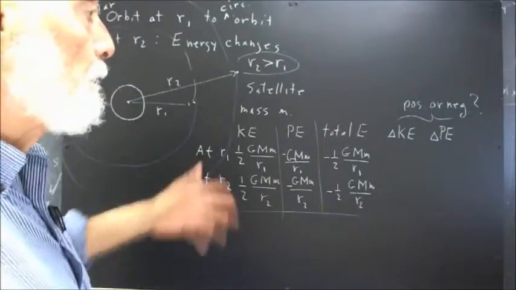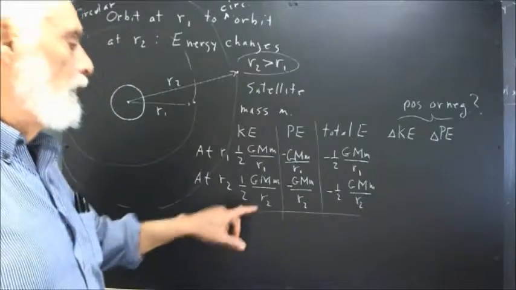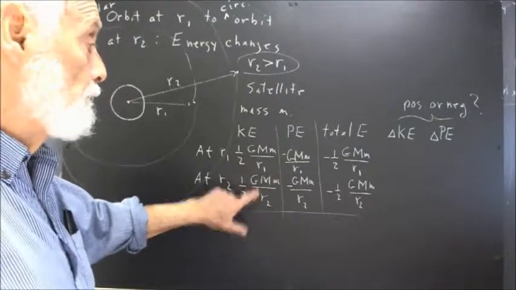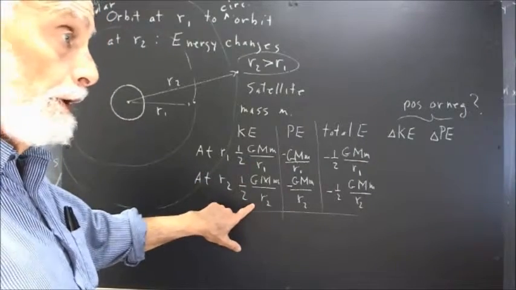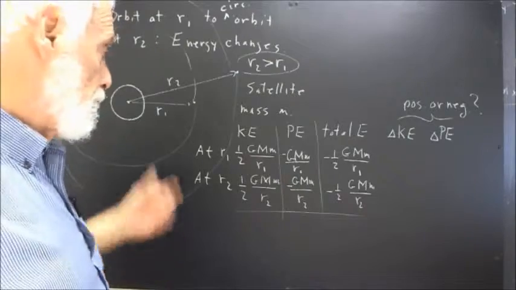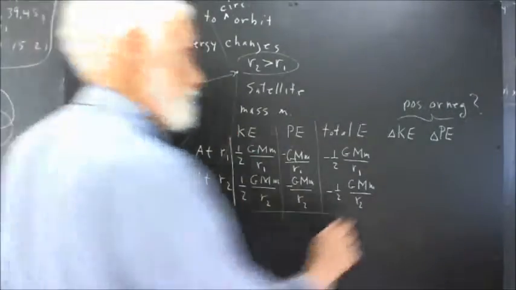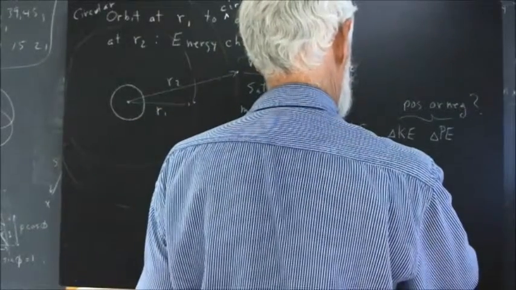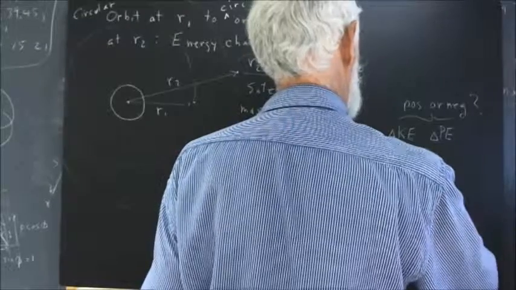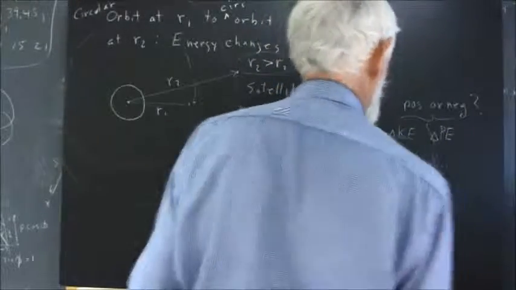Okay, well, positive or negative. Does the kinetic energy go up or down? Well, R2 is bigger than R1, so this has a bigger denominator, meaning the kinetic energy here is less than here. And this obviously means that the satellite slows down. Say negative, satellite slows.